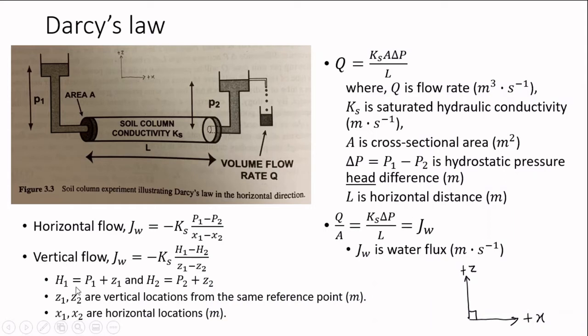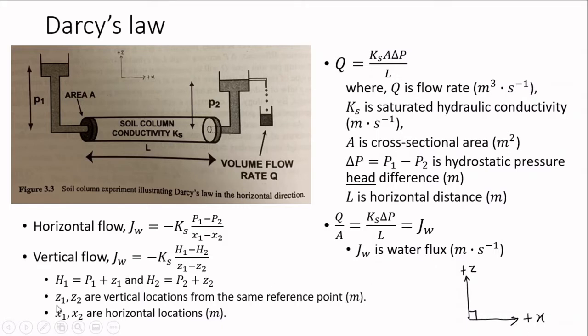So h1 includes the elevation of the water, as well as the elevation of the soil. So h1 equals p1 plus z1 and h2 equals p2 plus z2. And then of course z1 and z2 are vertical locations from the same reference point. So you must pick a reference point.